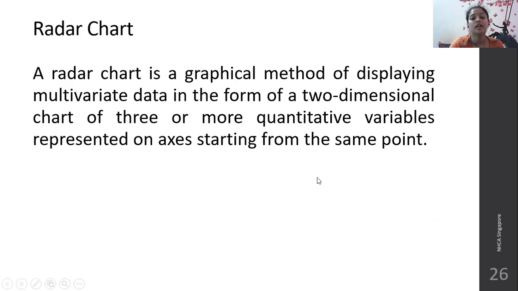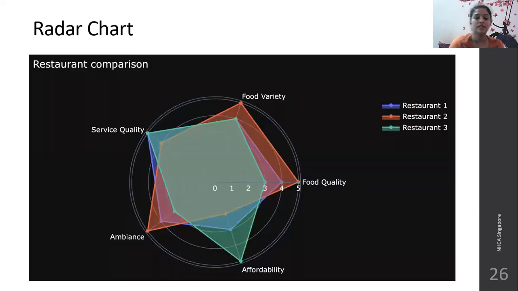Radar chart. A radar chart is a graphical method of displaying multivariate data in the form of a two-dimensional chart of three or more quantitative variables. It is represented on axes starting from the same point. So what happens here is different departments in a hospital. For example, here a restaurant comparison is given, but in terms of healthcare, different departments can be plotted here.